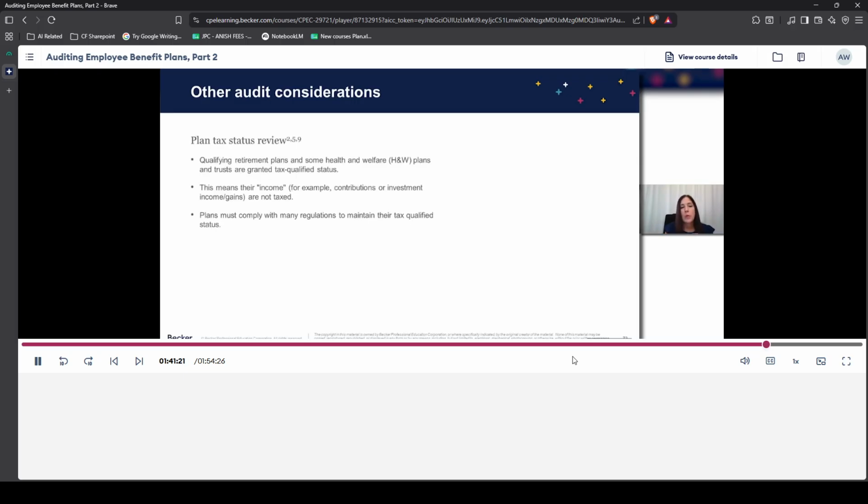Now, when we are reviewing the plan's tax status, that also incorporates whether or not they are in compliance with those tests that we just discussed briefly. And remember that certain plans are going to be exempt from certain types of tests. Your safe harbor plans are going to be exempt from the ADP ACP test, but they're still subject to the other compliance rules. So when we're looking at the plan tax status review, we are determining whether they're in compliance with those tests, and whether they have failed or passed those tests.